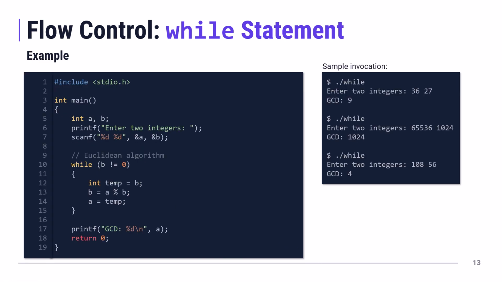So we ask the user to enter 2 integers. We're running the Euclidean algorithm to compute the greatest common divisor. While b is not equal to 0, we divide a by b, take the remainder, and assign that to b. A becomes the previous value of b. We keep going until b reaches 0, and then eventually we print out the greatest common divisor.